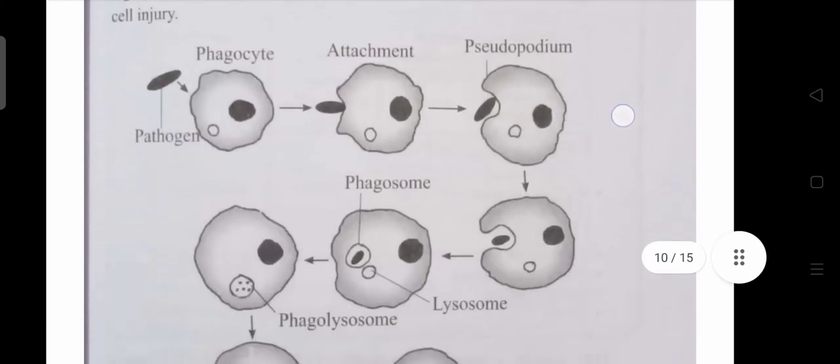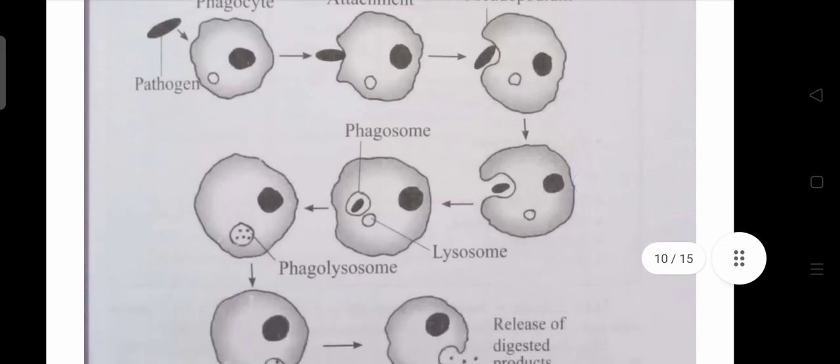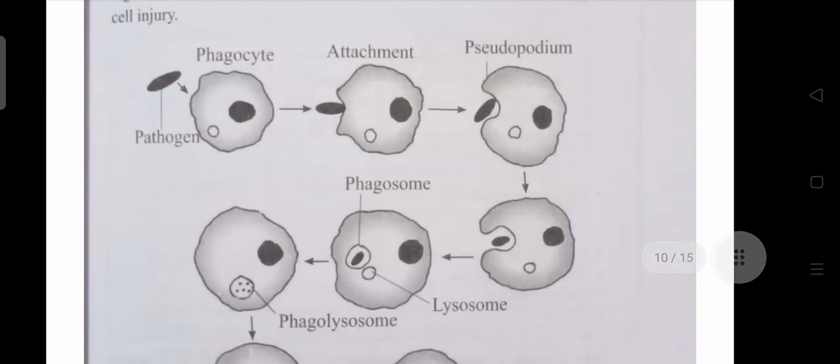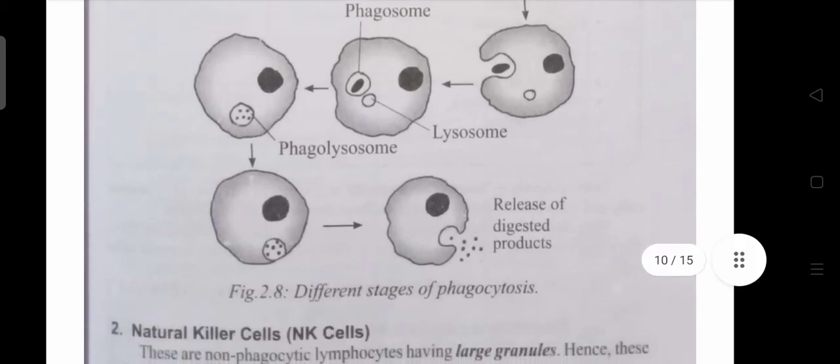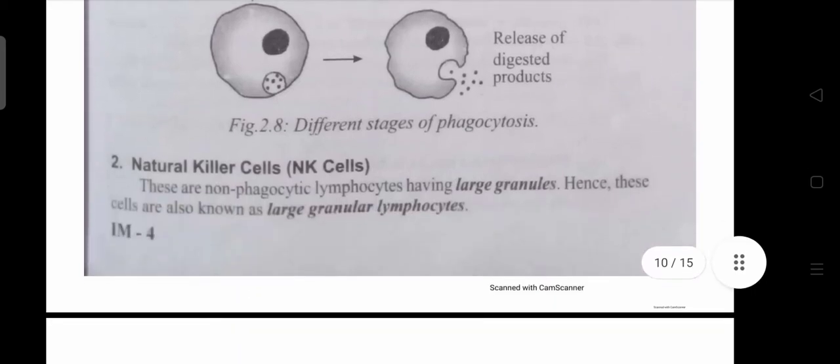Different stages: in this image you can see attachment. Then using the pseudopodia, it is engulfing the foreign particles. After engulfing, a phagosome is produced. When it is fused with the lysosome, a phagolysosome will be produced. It is a secondary lysosome. Then it will be digested by hydrolytic enzymes, and the digested product will be released to the exterior. These are the different stages of phagocytosis, which is an important part of innate immunity.